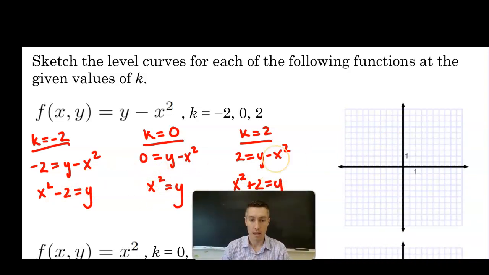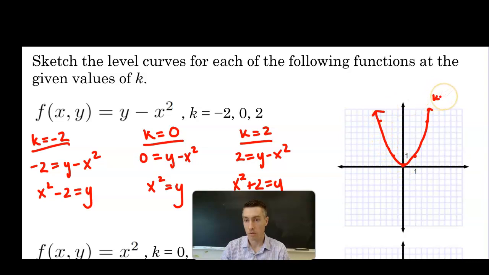It's a translation. So I'll start with k equals 0, the first one. So 0, 0, 1, 1. So notice every 2 boxes is 1 here. So 2, 4, 1, 2, 3, 4. And then the same thing on the other side of the y-axis. Okay, so there's our first level curve.